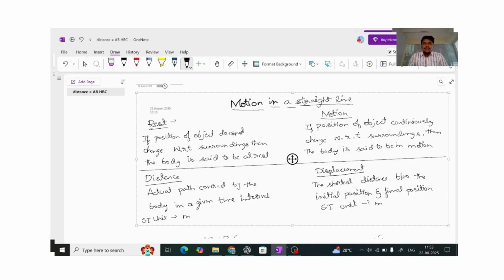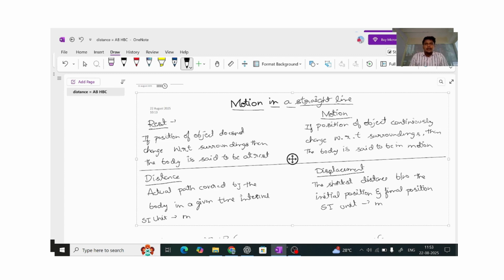Good morning everyone. Today we are going to discuss some of the topics based on motion in a straight line. Before coming into motion, what is rest? If the position of the object doesn't change with respect to the surroundings, then the body is said to be at rest. For example, a book kept on the table is at rest.